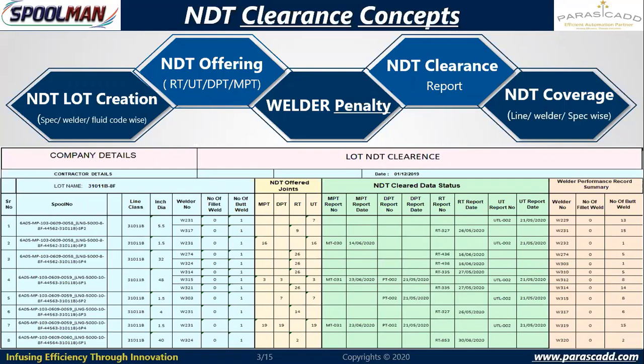He can choose the 100 joints and he can offer 10 on his own. He can use 10 joints and then offer one joint. So creation of the lot can be automated or it can be manual. Selection of the joint can be automated, it can be manual. We have both the concepts available. Then NDT offering will take place and it will go to the agencies.